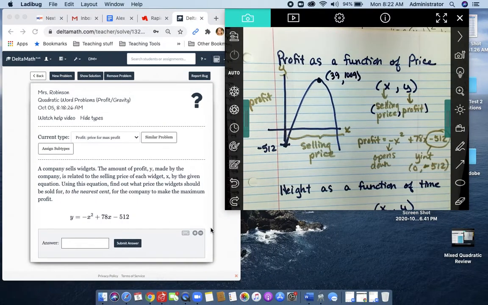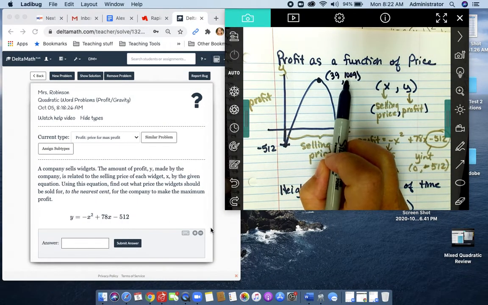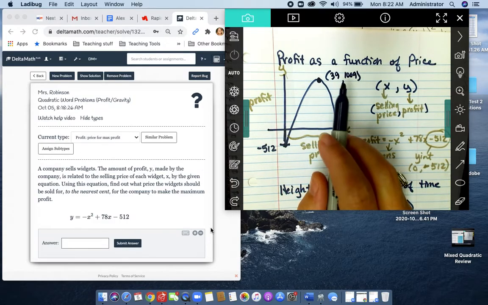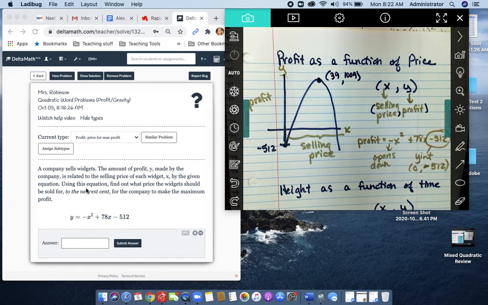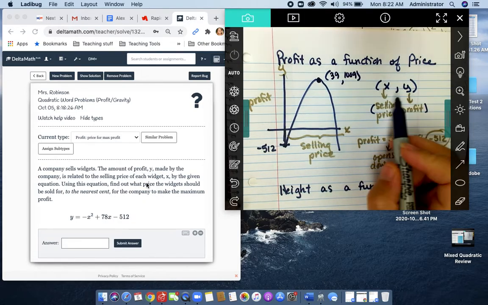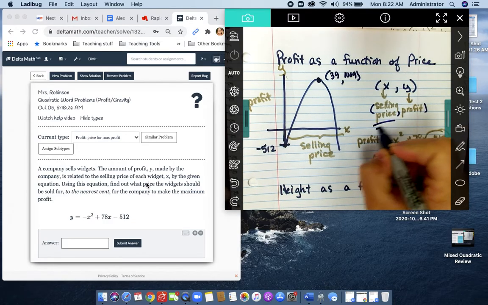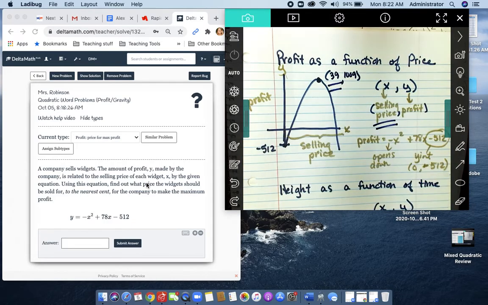And then go back to here. So I wrote it down here, 39, 1009. So it's very important to pay attention to the question. If they say find out right here, using this equation, find out what price the widgets should be sold, then remember, price is our x value. So we want the x from the vertex.